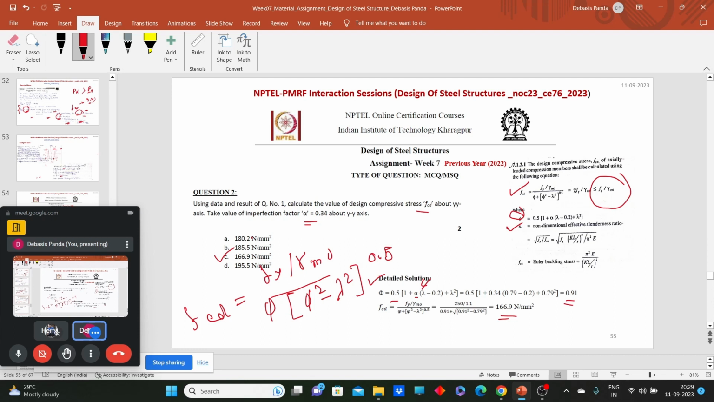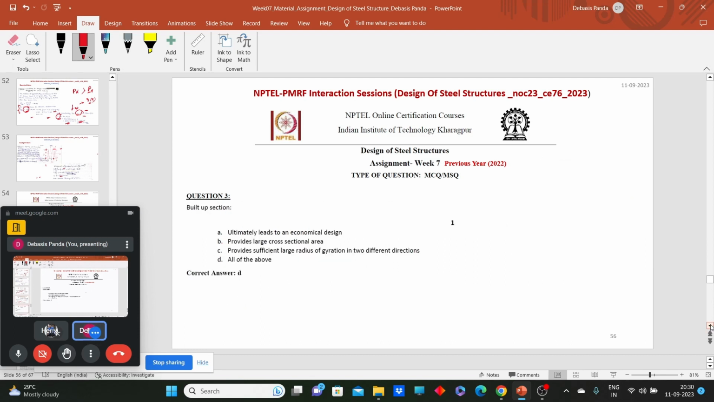Now let's move to the next question. Build-up sections ultimately lead to an economical design, right? They provide a larger cross-sectional area, yes. They provide a sufficiently larger radius of gyration, yes. We have just explained all of this. That means all of this will be the right answer.